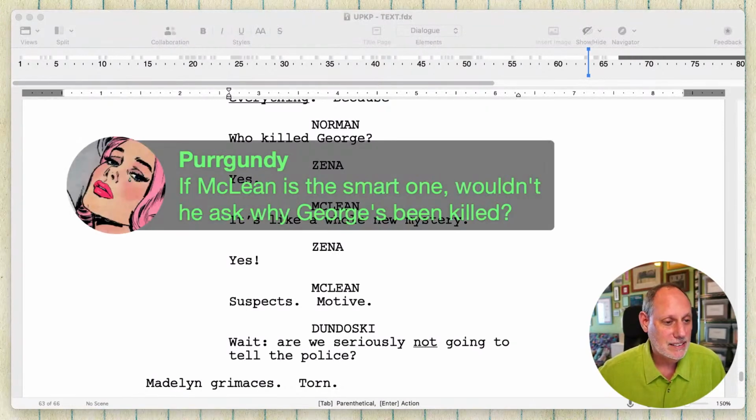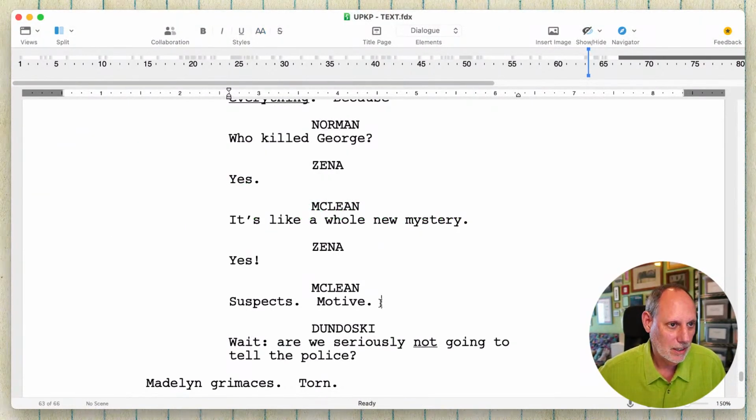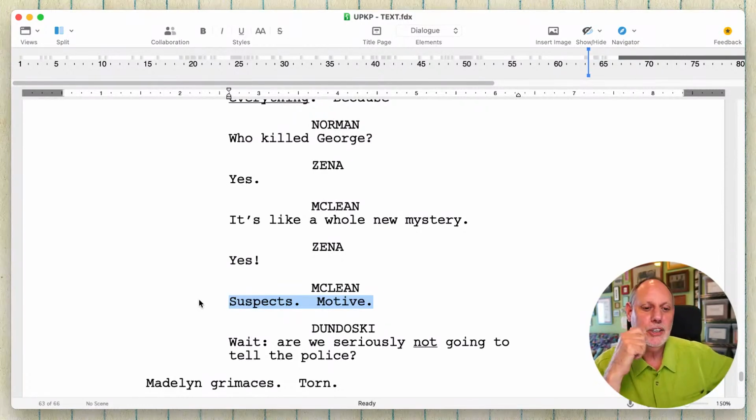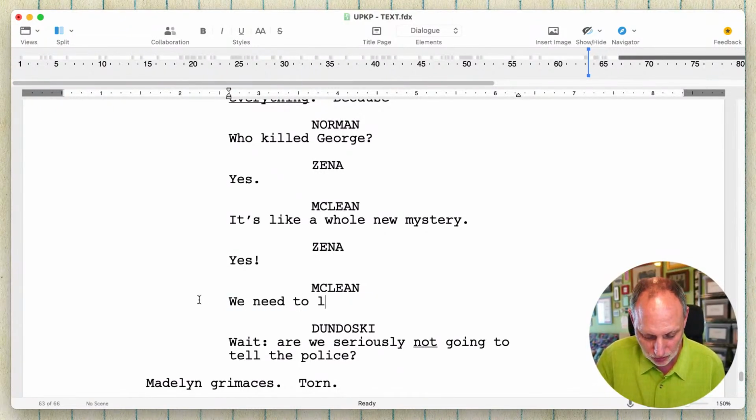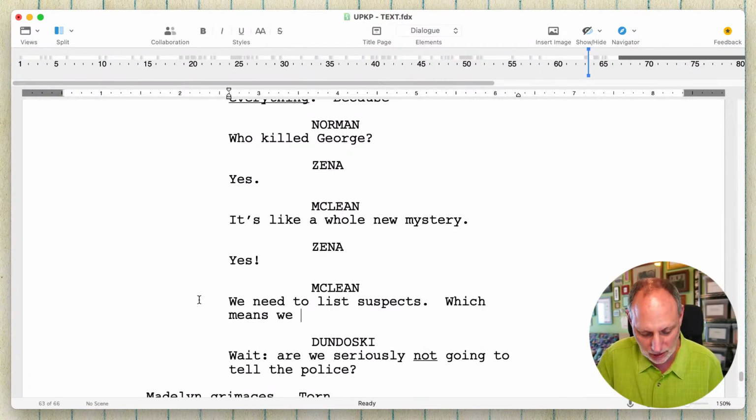Yeah, exactly. That's what I was getting to. Very good point. McLean is the smart one, so he's going to start working on the question. Suspects, motive. Why? We need to list suspects, which means we need to look for motives.